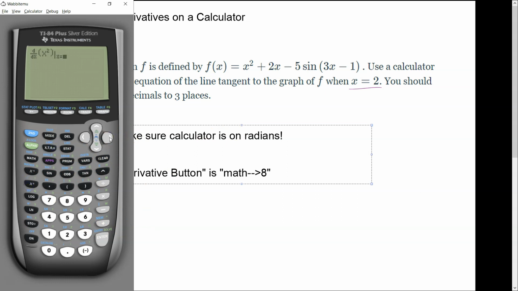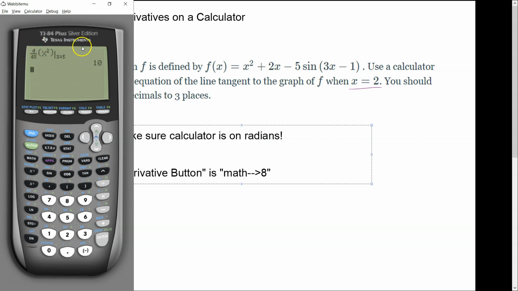So the derivative of x squared is 2x. Let's say I want to know what the derivative is at x equals 5. So I type that in there. I hit enter. Okay. Makes sense, right? Because if the derivative of x squared is 2x, that derivative is going to be valued at 10 at x equals 5. So that's the derivative button.